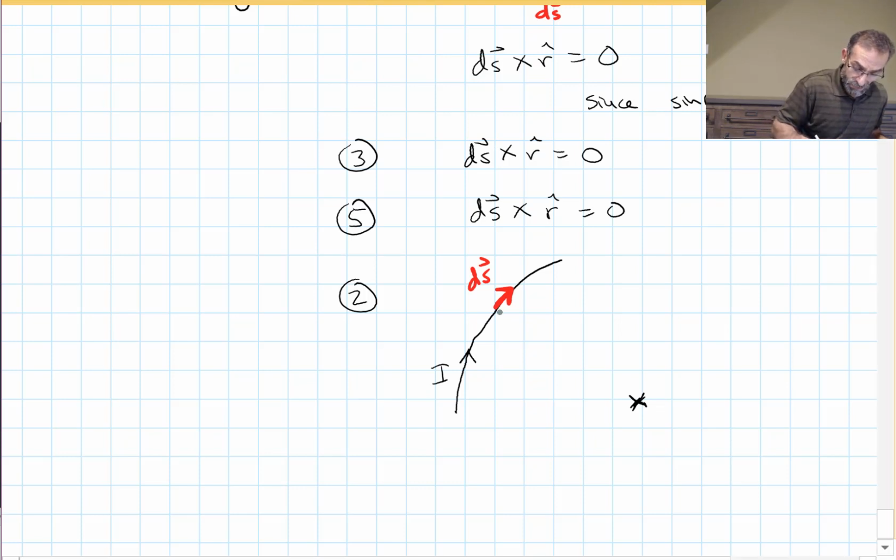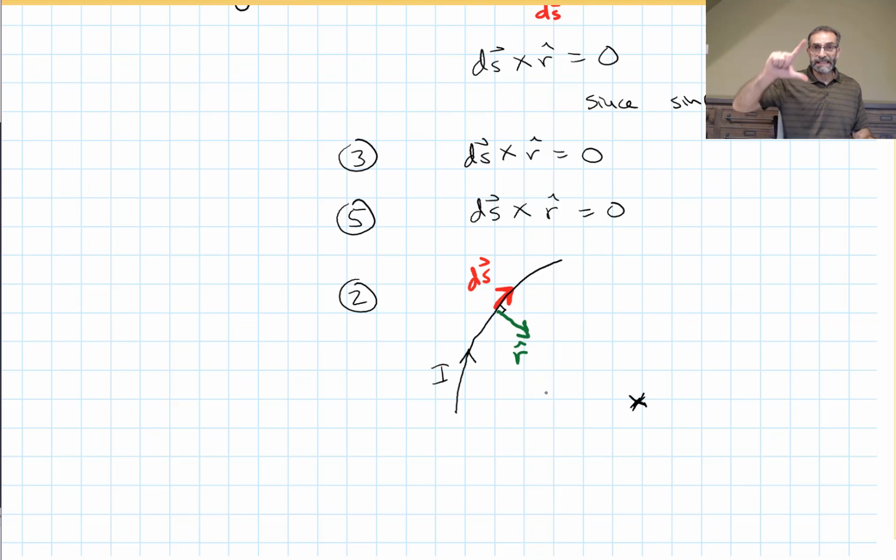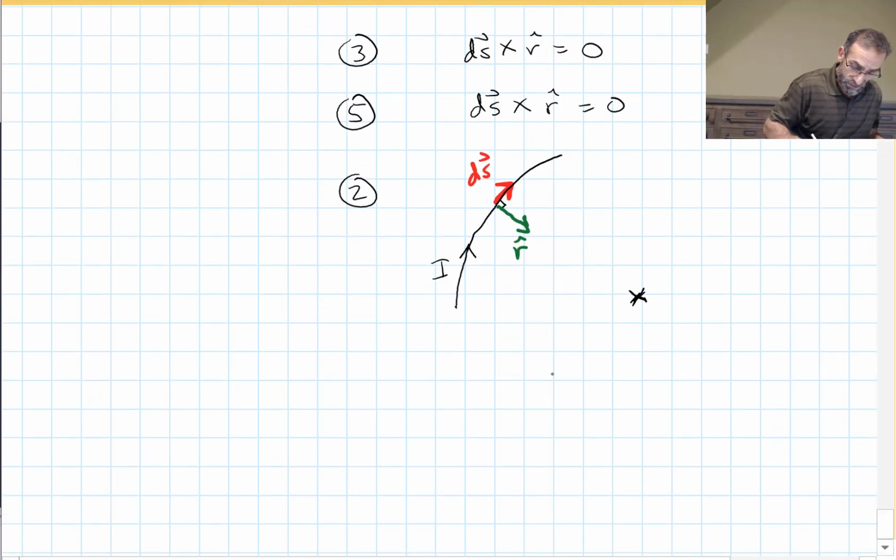So r hat points this way. And these are 90 degrees apart. ds cross r hat, anywhere on that line, ds is tangent to the path, and r hat points towards the origin, which happens to be the center of that circular arc, always 90 degrees apart. ds is perpendicular to r hat.